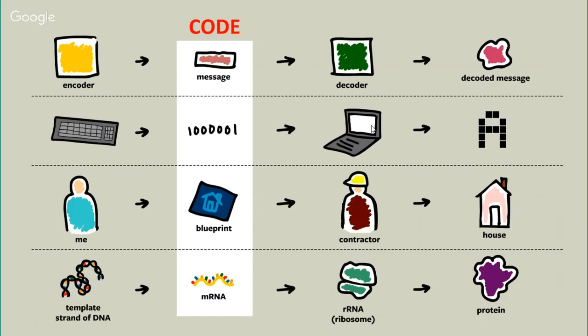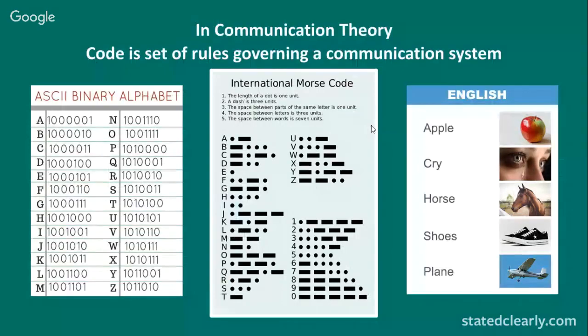So let's just go back to these examples of a code. I got English as one of the codes here. Obviously, some people speak Japanese. Some people speak Spanish instead of English. And those are examples of different versions of code, but it's code for communicating the same types of things. You can say all of these things. You can say apple, cry, horse, shoes, plane. You can say all that in Japanese. You can say that in Spanish.